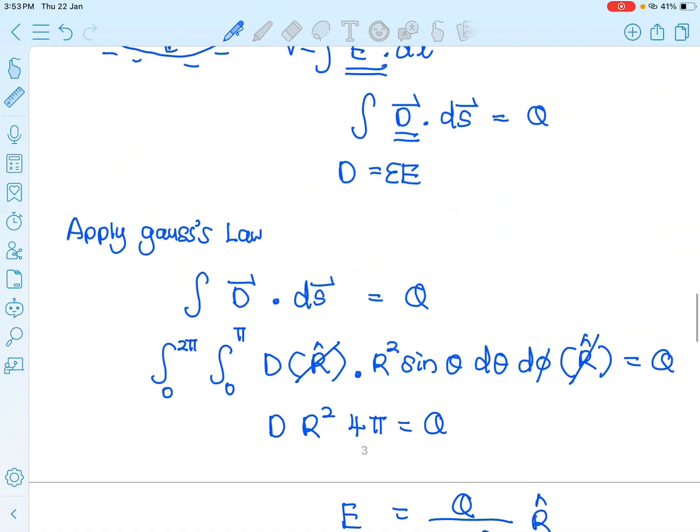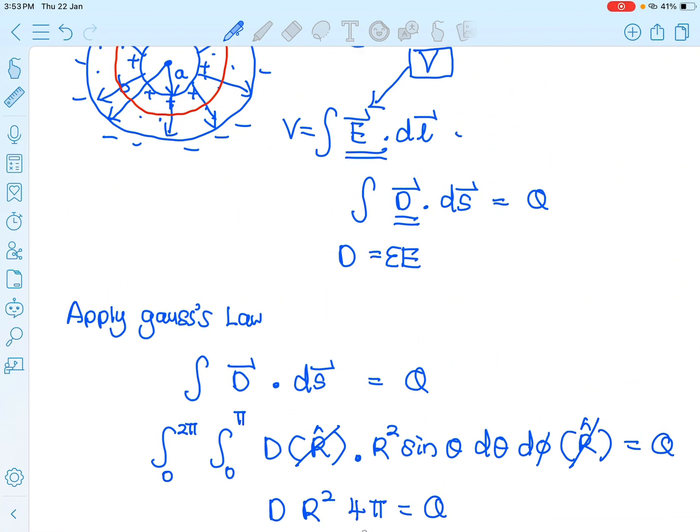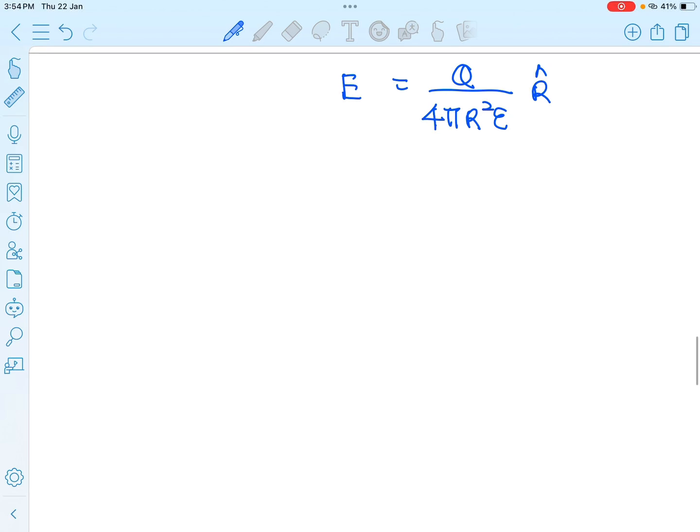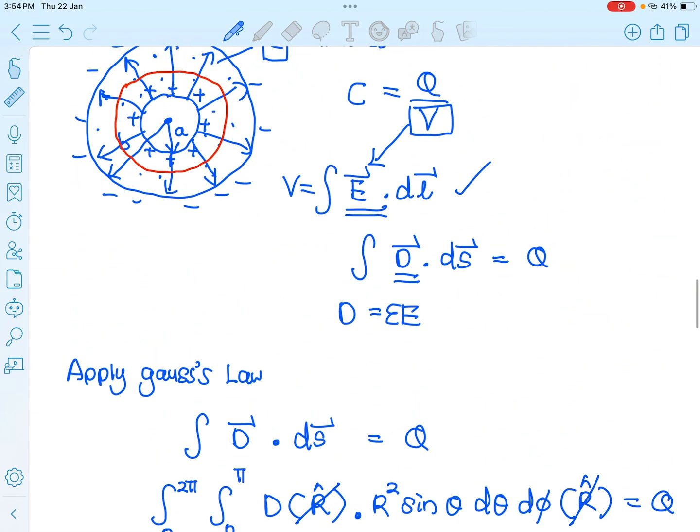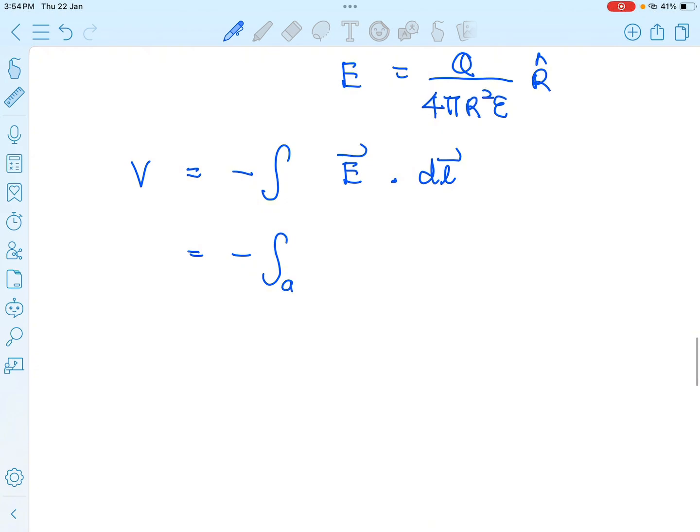Now we are going to replace the E in the equation for the potential. The potential is equal to negative integral of E dot dl. Here it will be negative, and I will be integrating from the positive terminal to the negative terminal, so from a to b. I will put in my equation for the electric field.